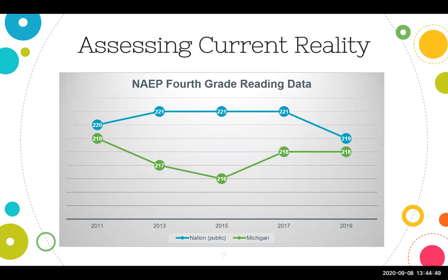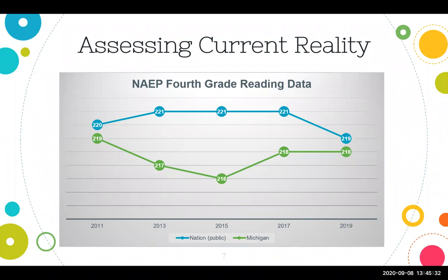The NAEP reading assessment is given every other year, so the span of time shown here is 10 years. The blue line represents how fourth graders are performing on average across the nation. The green line represents fourth grade performance in Michigan. As you can see, from 2013 through 2017, there was a significant gap between the scale scores of our Michigan students and those of their national peers. On the 2019 NAEP reading assessment, the gap was narrowed because of a decline in the national data. However, our students still fall below the national average.